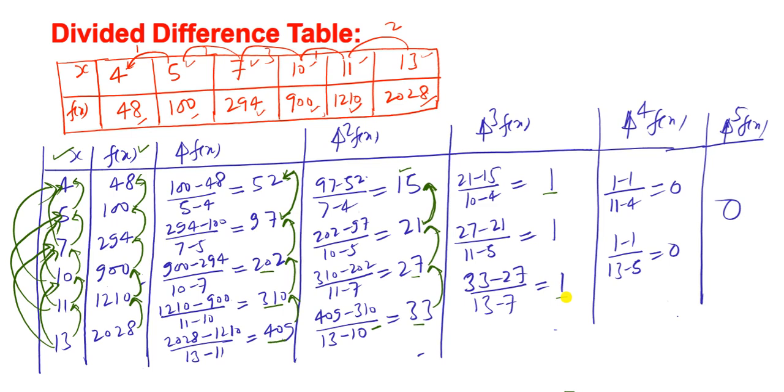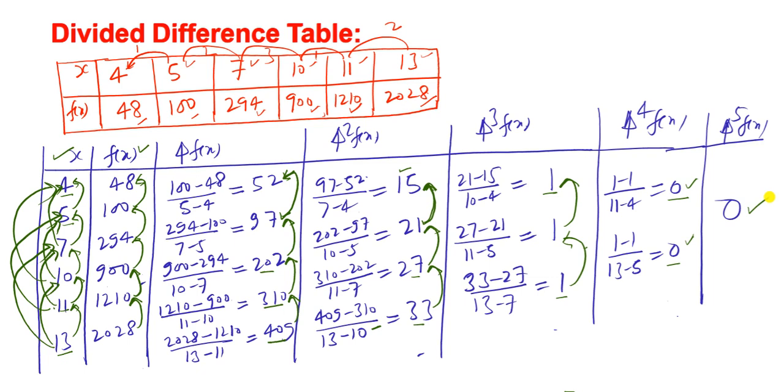Now the fourth order divided difference: 1 minus 1 divided by 11 minus 4, and 1 minus 1 divided by 13 minus 5. So this is equal to 0. And because both values are 0, the difference is also 0. So the fifth order divided difference is equal to 0.